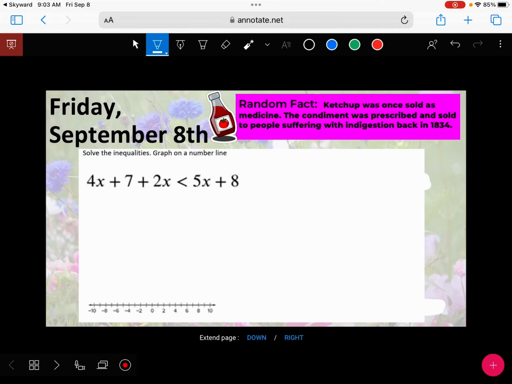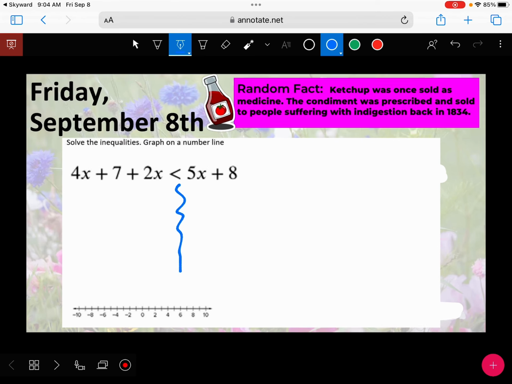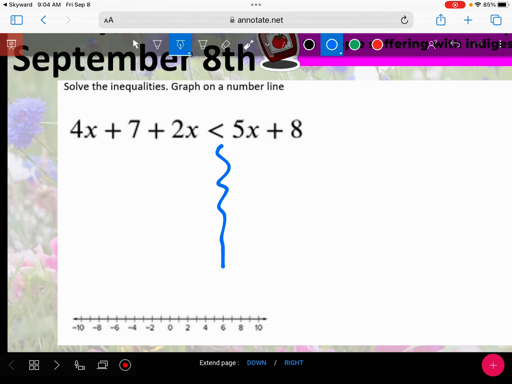For an inequality, just like an equation, you want to get all of your variables to one side. But before you do that, let's start out by combining our like terms. One thing I've noticed is that we have a hard time figuring out when to do the opposite and when to just add them. If they're on the same side, we just add them together.